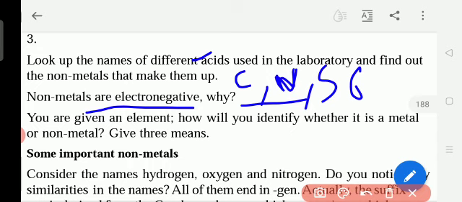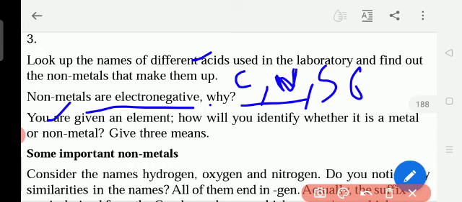You can write the answer side by side. And the third question: you are given an element. How will you identify whether it is a metal or non-metal? Give three ways. We know the properties. If the element is soft, it is a non-metal. If it is hard, it is a metal. When we beat the element, if it becomes a powder, brittle, it is a non-metal. And if it becomes like a thin sheet and takes different shapes, it is a metal.